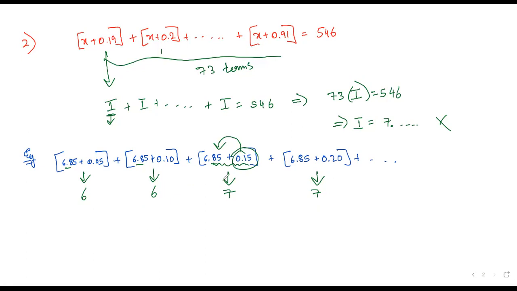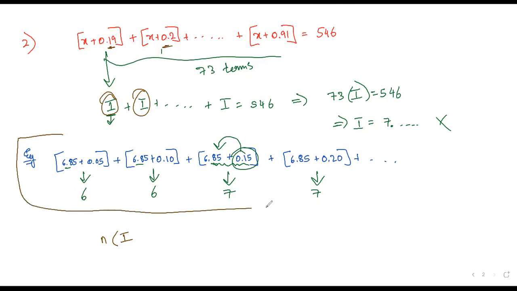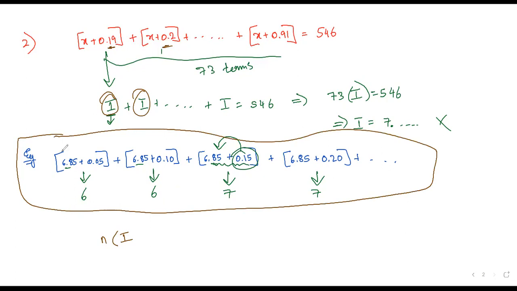Now, if this example is clear, something very similar is happening in this question too. What is happening? We are assuming that the output is I, but somewhere down the line, since the fractional part is constantly increasing, somewhere the output will change from I to I plus 1. Now let us say that out of the 73, the first n numbers are giving an output of I.